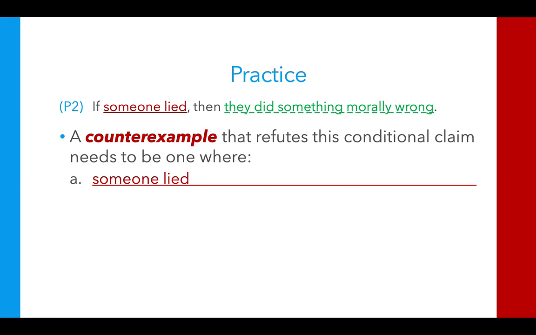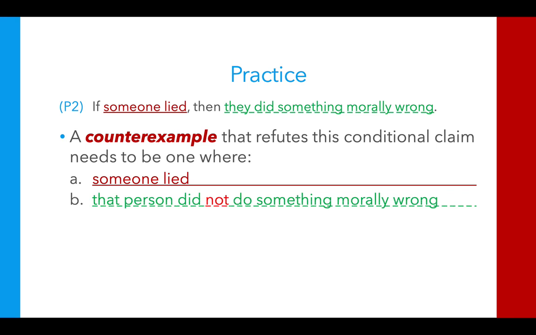So what features do they need? It needs two features. A, it needs to make the antecedent true, so someone has to lie. And B, it must be the case that that person did not do something morally wrong. So both of those features. Again, this is maybe a good time to think about an example that you might come up with, right? What's a counterexample that you can think of where someone lies, but they didn't do anything wrong? A case where it's okay to lie.